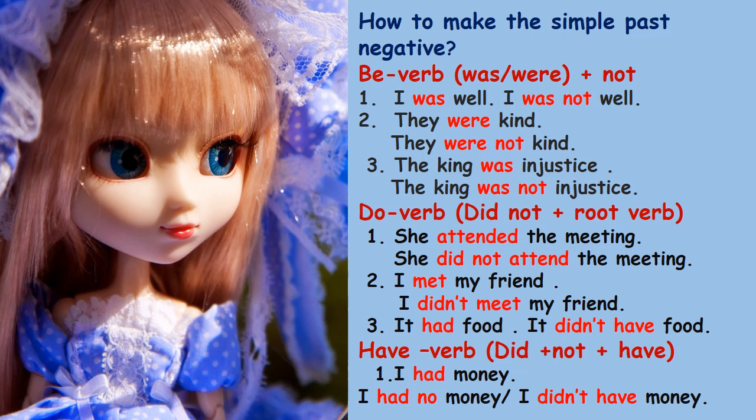It had food. Had is the past verb. This can be divided into did plus have. So the negative sentence is it didn't have food. Now the negative with the have verb. I had money. I had no money is the negative sentence. Or you can write I didn't have money.